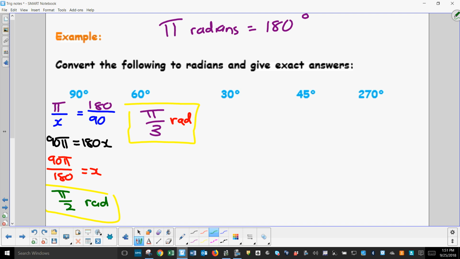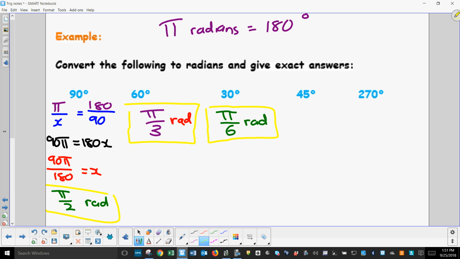Yeah, exactly. Because 180 over 6 is 30 degrees. So pi over 6. And if they're not nice numbers where you can easily see it's 180 divided by something, you could use this reference idea and cross multiply. That will work as well.